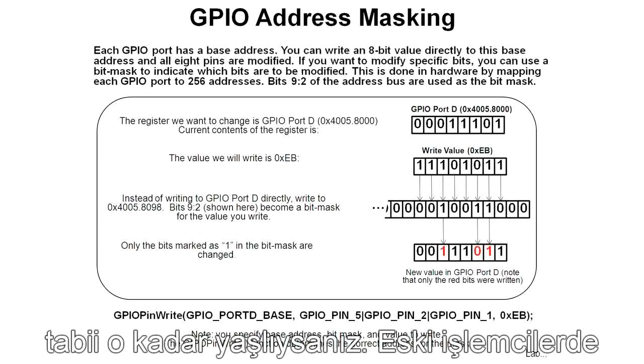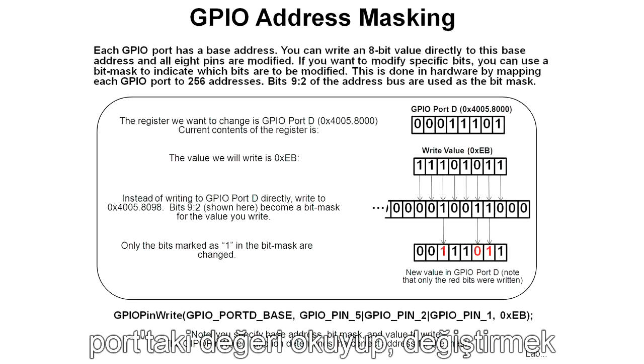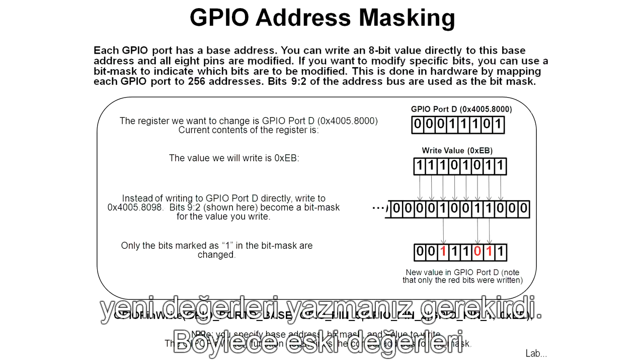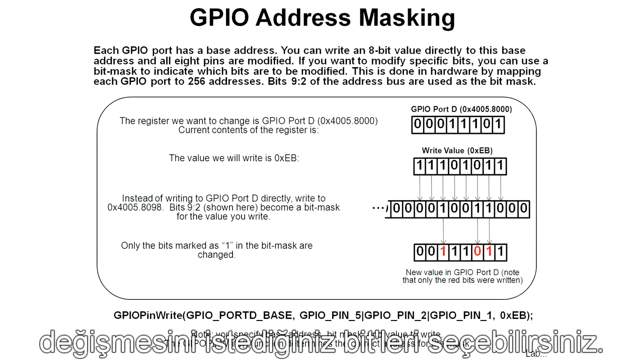If you want to modify specific bits in an older processor, you would have to read the value in the port, change the value that you want to, and write the values back out to the port, preserving the old ones. Here, you can use a bit mask to indicate which ones of the bits that you want to be modified.